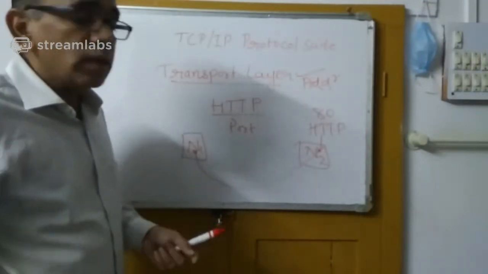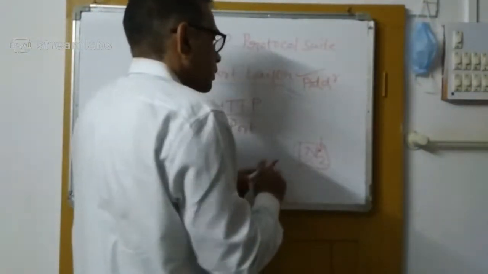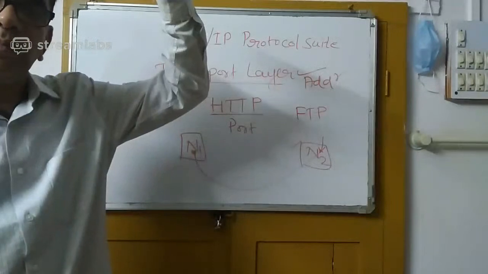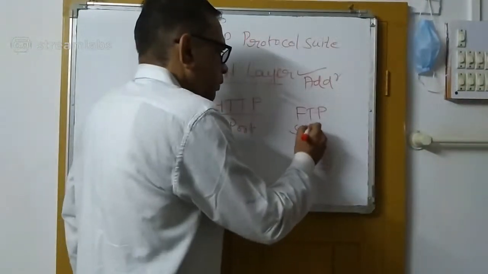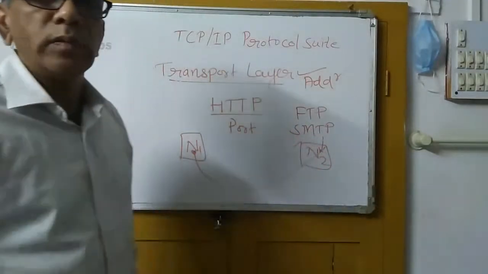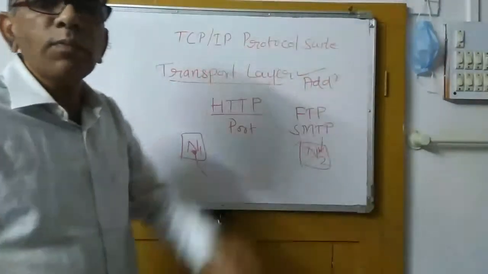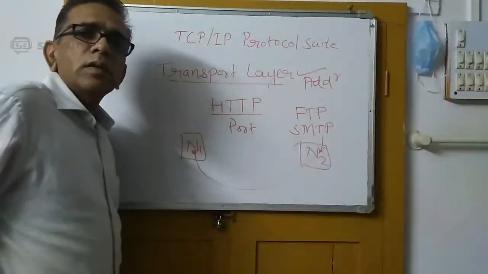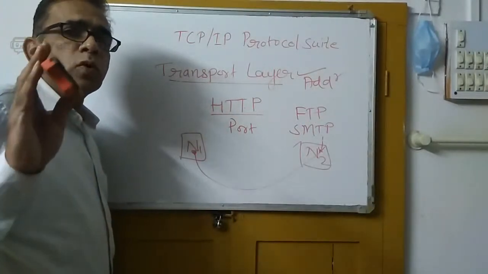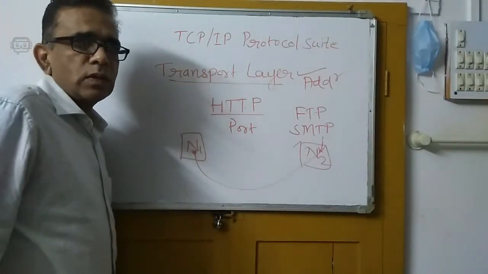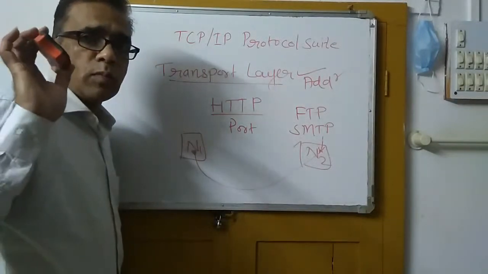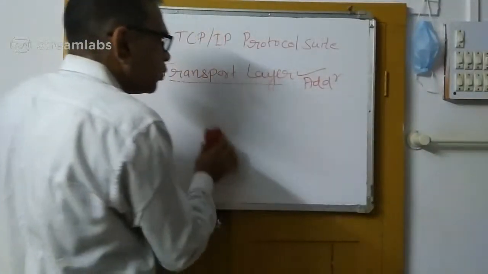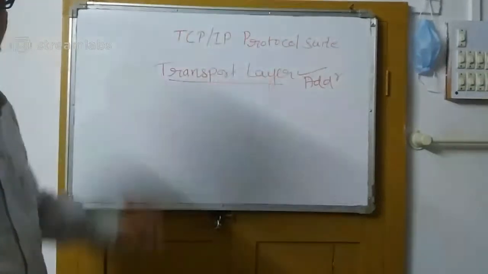Similarly, there are certain standard ports for standard processes. For FTP also some port is fixed. Even for SMTP, some port is fixed, because all these are standard ones. Like this, for standard processes, port numbers are fixed. Those ports are meant only for those standard processes. No other process is allowed to use those port numbers. This is how the addressing issue of the transport layer is solved in the TCP/IP model.